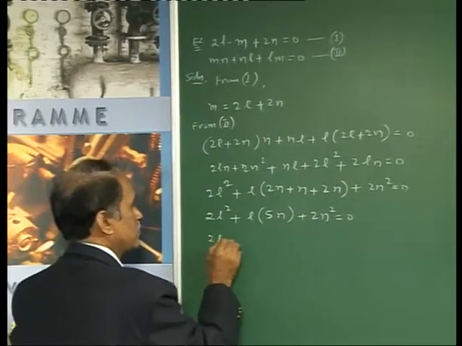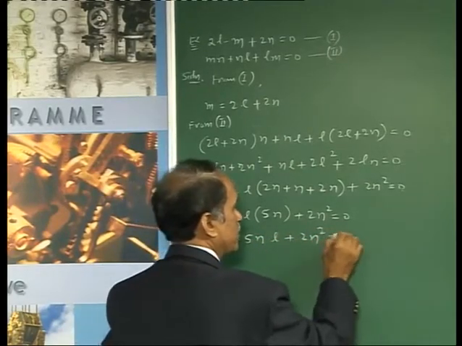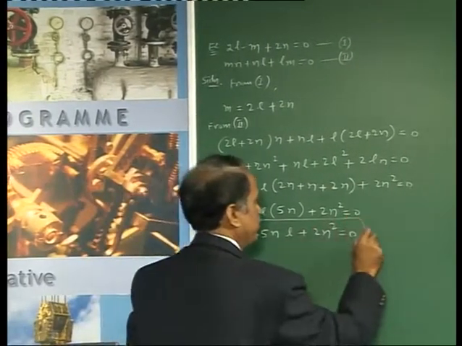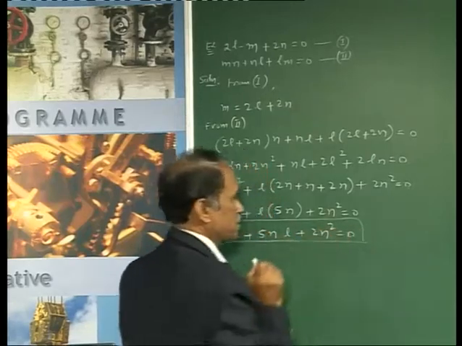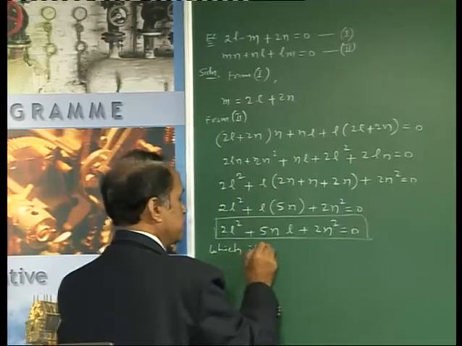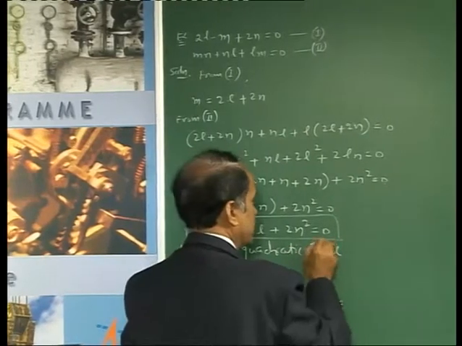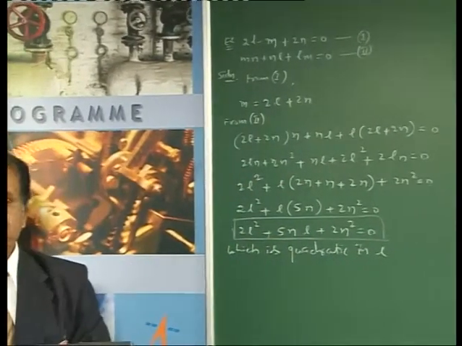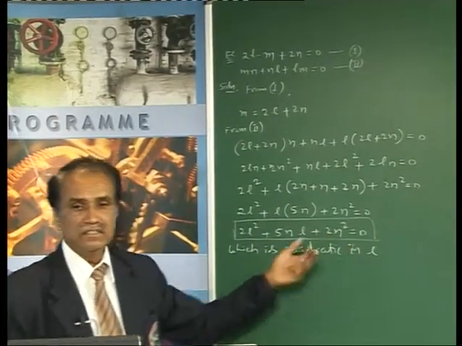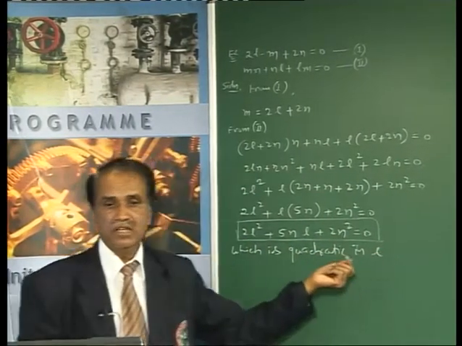Therefore, 2L square plus 5NL plus 2N square equal to 0 is the standard equation which you can compare with your familiar quadratic equation. What is that quadratic equation? I call this one quadratic in L. Immediately you can ask the question why it should not be quadratic in N. That is also possible if you put this term in the first position and keep this term in the last position.